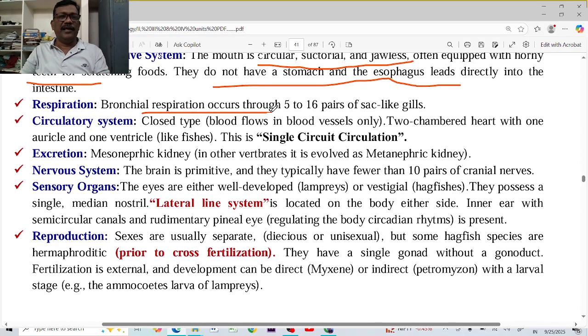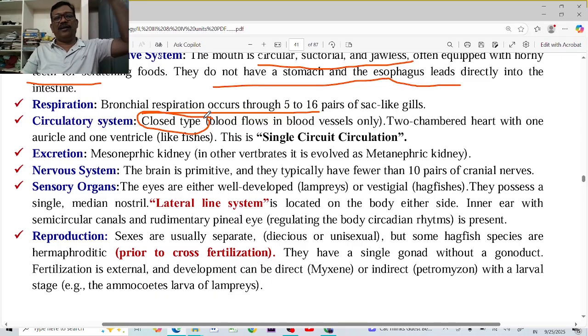Respiration: branchial, gill respiration has started. That is a wonder. The circulatory system is a closed type, which is a resembling character of vertebrates. In all the vertebrates, a closed circulatory system is present, where the blood flows in the blood vessels only. But in the protochordates and in most non-chordates, the circulatory system is open type.